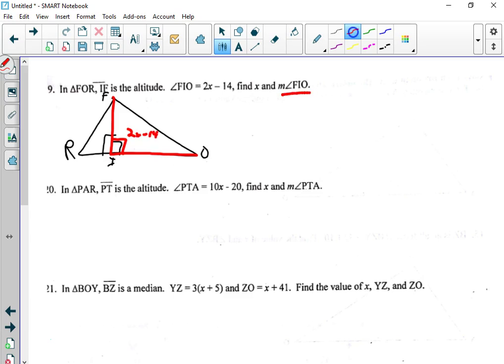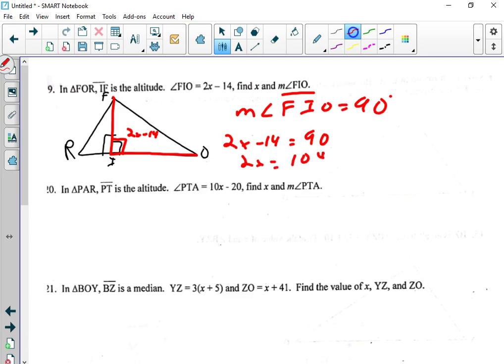So I already know this. That's easy. Measure of angle FIO. That's 90 degrees. One and done. Now to find x, we just say 2x minus 14 equals 90. Add 14, 2x equals 104. And divide, and you get x is 52.